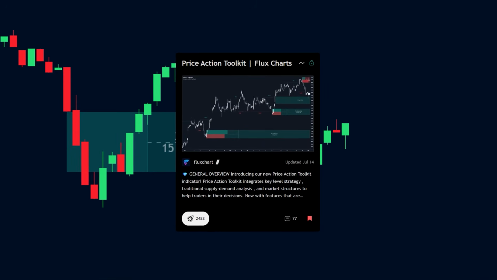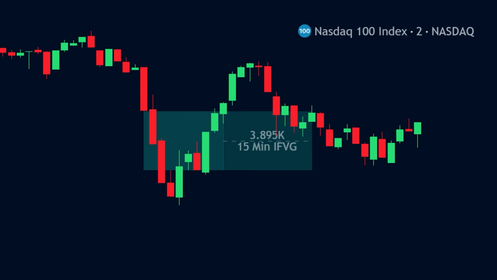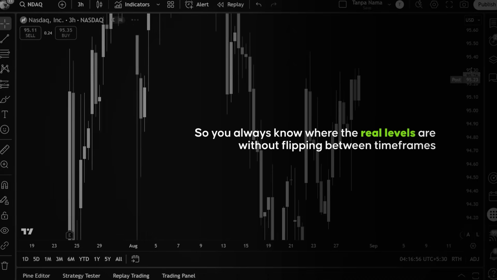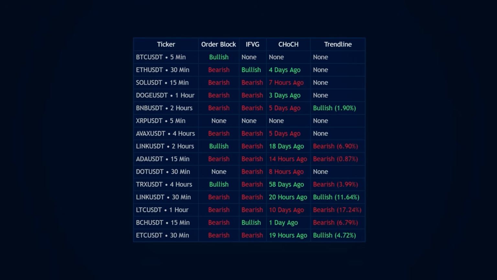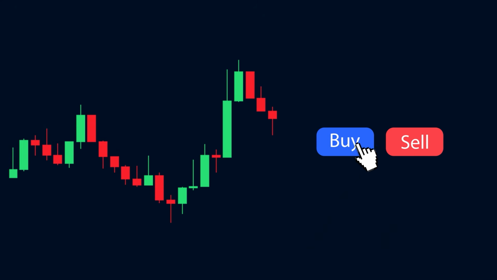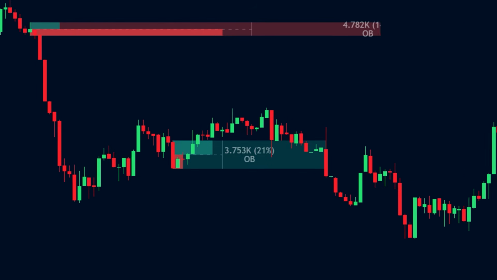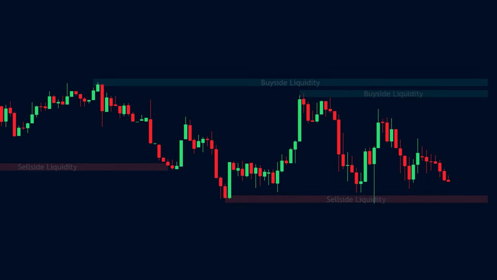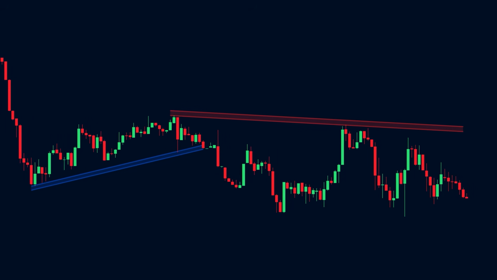With the price action toolkit, you see IFVGs on higher time frames directly on your lower time frame chart, so you always know where the real levels are without flipping between time frames. On top of that, the built-in screener confirms structure shifts in real time, so you're never guessing if the market flipped bullish or bearish. And it doesn't stop there. You also get all the core price action tools, fair value gaps, order blocks, breaker blocks, liquidity levels, trend lines, and more, plotted automatically so your chart tells the full story at a glance.